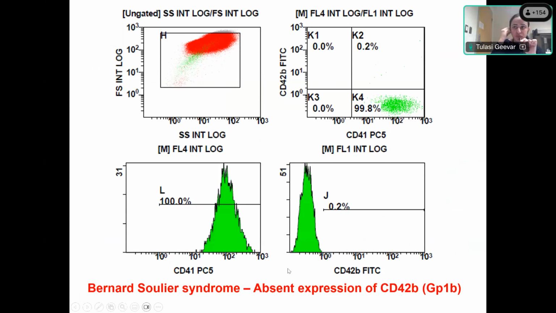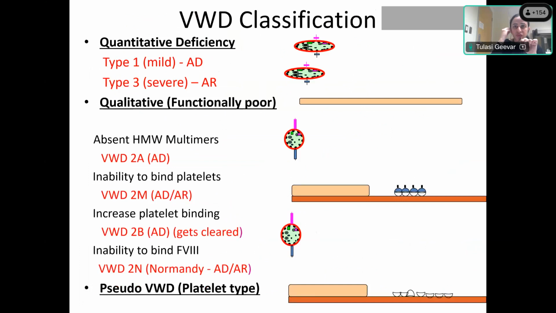Now, when we come to von Willebrand disease, it can be classified based on quantitative defect and qualitative defect. For the quantitative defect, there can be type 1 and type 3. Type 3 is the most severe, an autosomal recessive disease where there's complete absence of von Willebrand factor. While type 1 is a reduction, but not undetectable, detectable but reduced levels of von Willebrand factor.